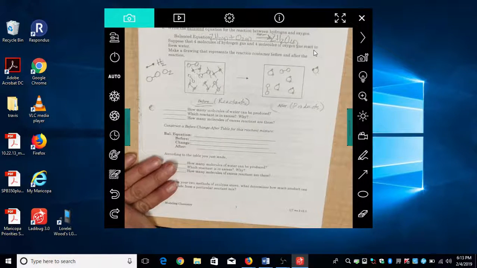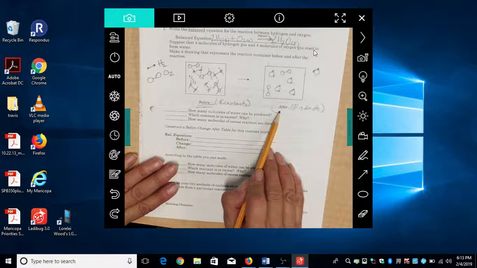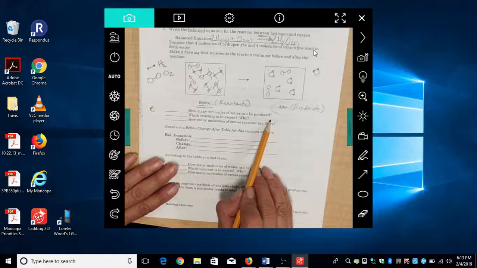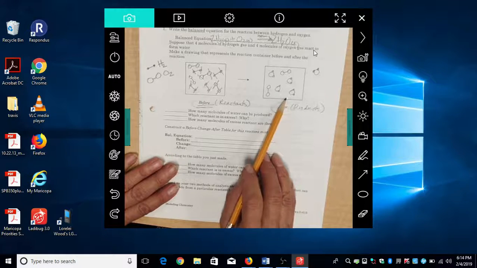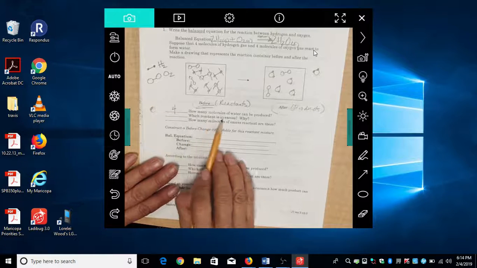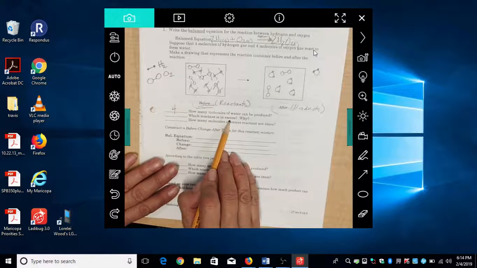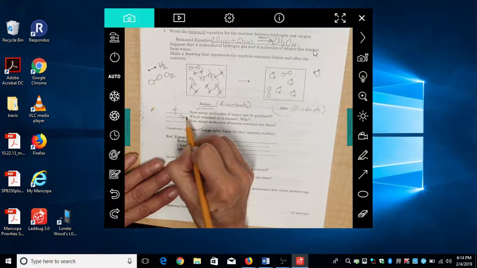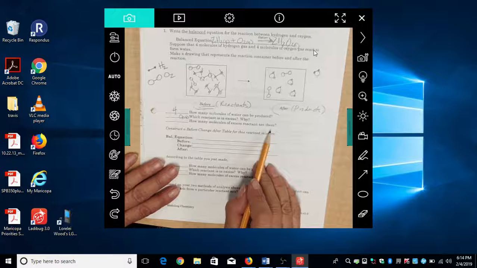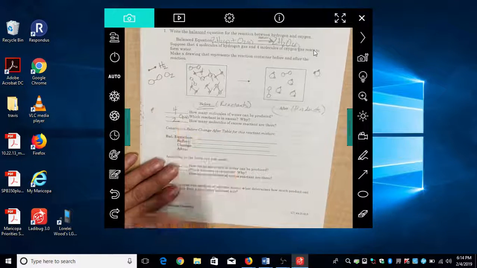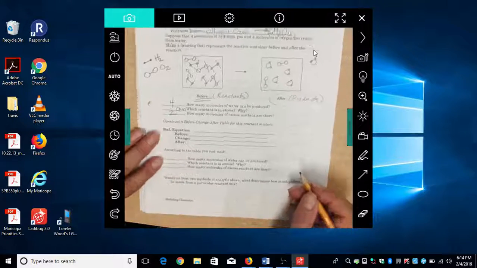All right, so that's the before, and that's the after. Now the question says, how many molecules of water can be produced? Well, how many did I make? 4. Which reactant is in excess? Meaning, which one do I have stuff left over? Oxygen, O2, gas. How many molecules of excess reagent are there? 2. All right, so now we're going to do the BCA.